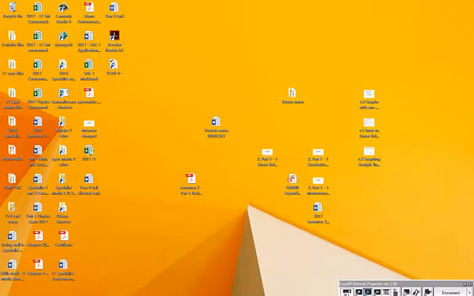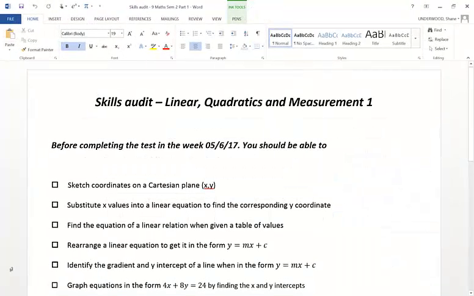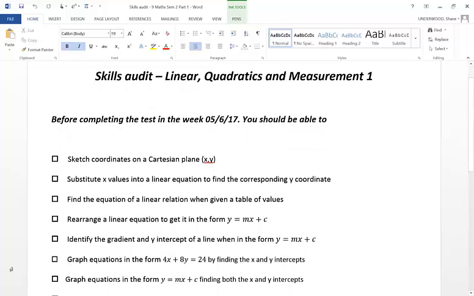All right. So on your skills audit, where is it? Here. What can we do? Can we sketch coordinates on a Cartesian plane? Yes. Can we substitute x values into a linear equation? Yes.